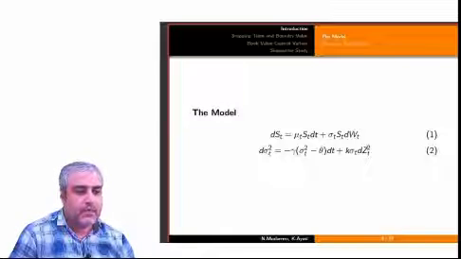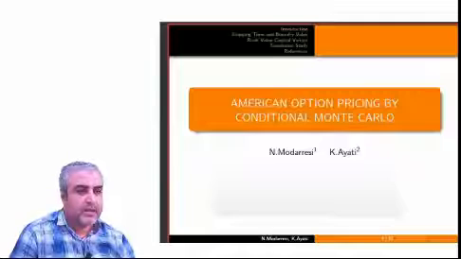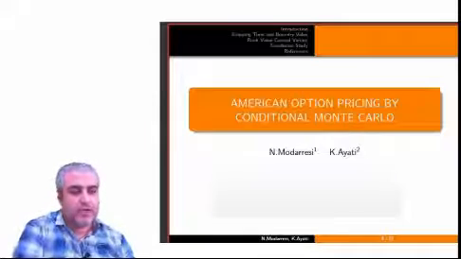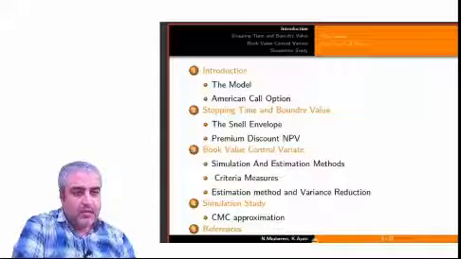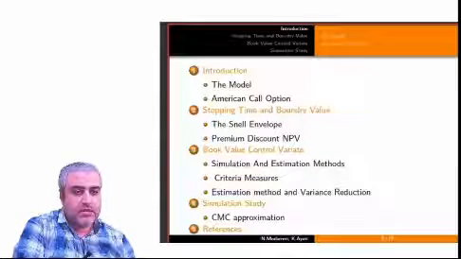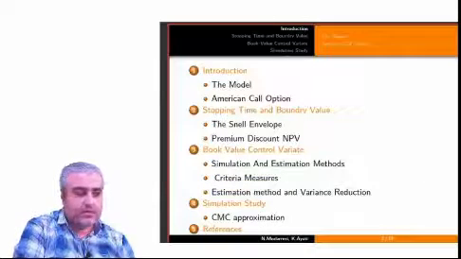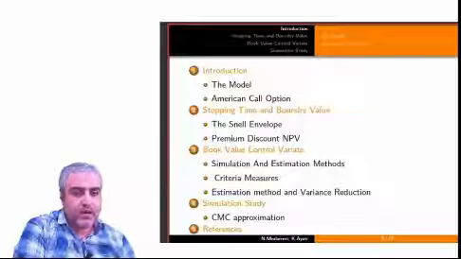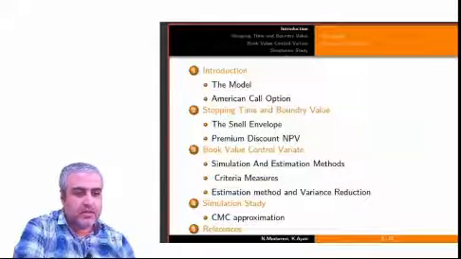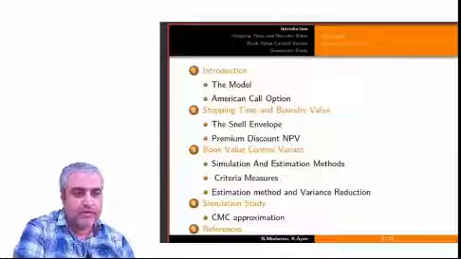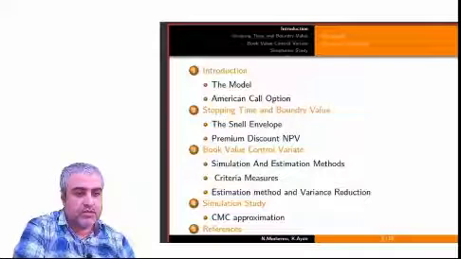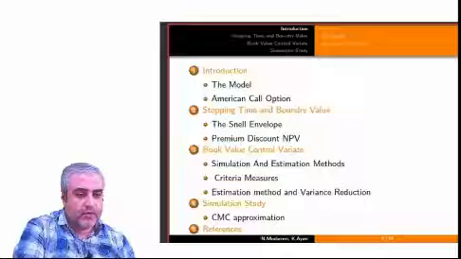In this talk, I would like to talk about American option pricing by conditional Monte Carlo. The topics in this presentation are introduction, stopping time and boundary value, collaborating and aggregate Snell envelope for best approximation, book value control variate, criteria measure, and variance reduction methods in conditional Monte Carlo for approximation.